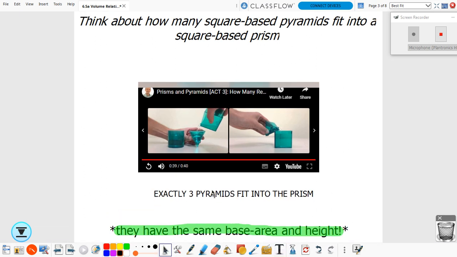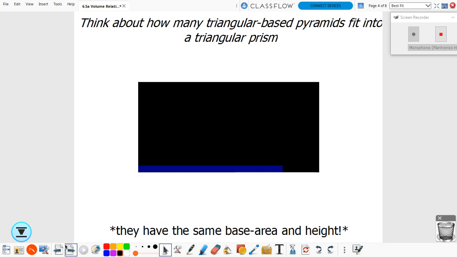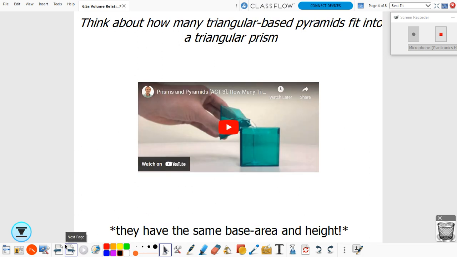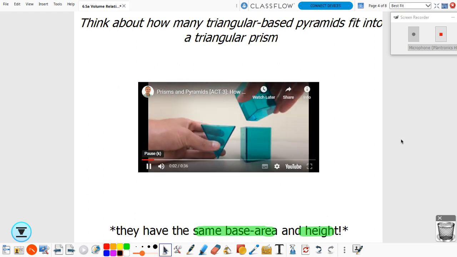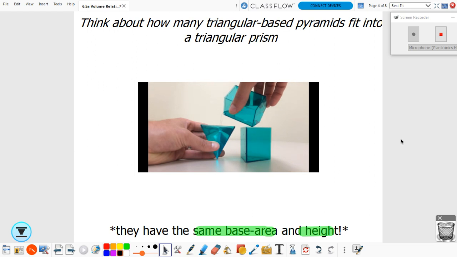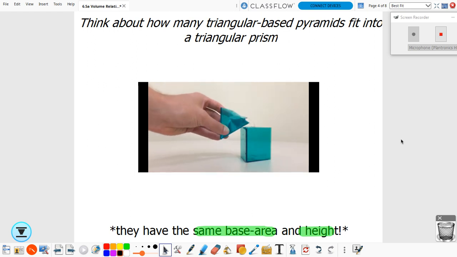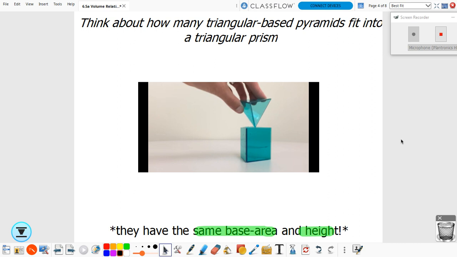All right. Now, what about triangular-based pyramids and triangular prisms? Maybe the triangular-based pyramid is not on your EQAO formula sheet, but they would be a combination of prism and pyramid that would have the same base area and height. So let's see what happens here. We're filling up the triangular-based pyramid. All right, there's 1 into the triangular prism, believe it or not.